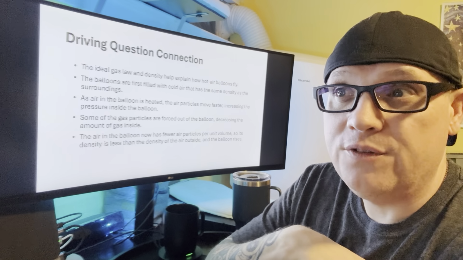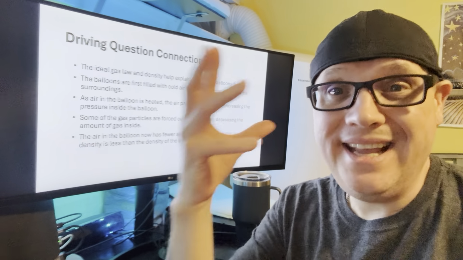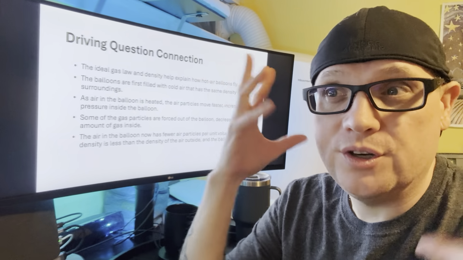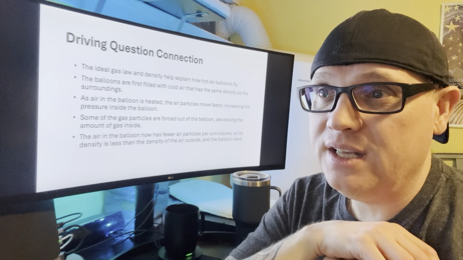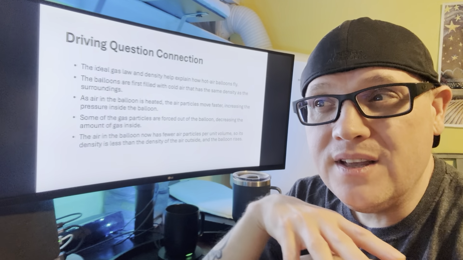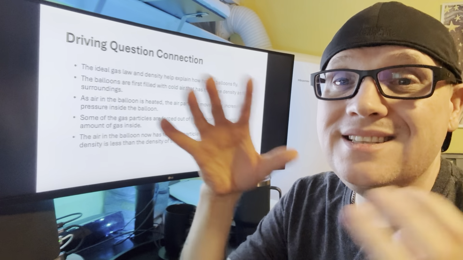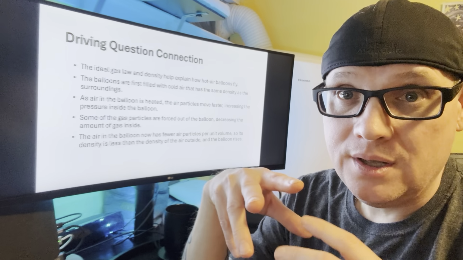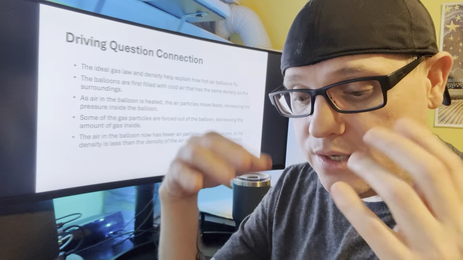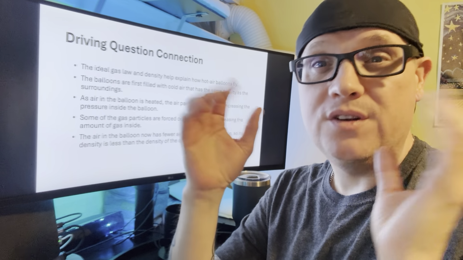You fill them first with cold air that has the same density as the outside, so it's nice and filled up. And then we heat the air inside. It gets all hot. And when it gets all hot, the particles move faster and the pressure goes up. And basically, some are forced out, so there's a decrease in the amount of gas inside. But the thing is that the density inside the balloon drops. And when the density inside the balloon drops, it's now lighter on the inside than it is on the outside, so it floats. Just like a big gas bubble in the water floats upward and eventually pops to the surface.